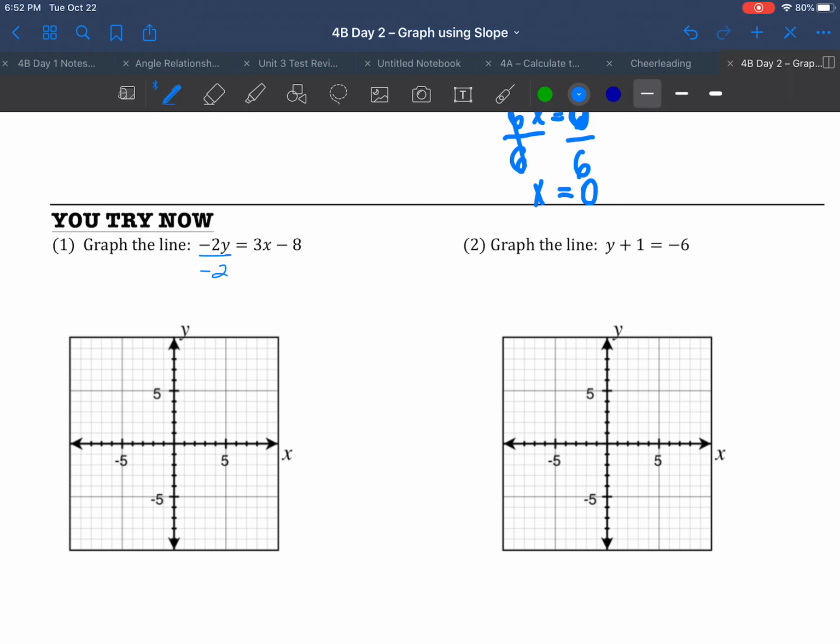I'm going to divide by negative 2 to everything. If you want to write them separately underneath the terms like this, you can. So I get y equals negative 3/2 x plus 4. So I start at 4, go down 3 over 2, down 3 over 2. And there's my line. And for number 2, I need to solve for y, so I subtract 1. Y equals negative 7. So I have a horizontal line right there.